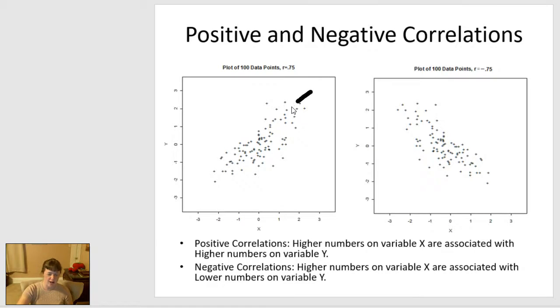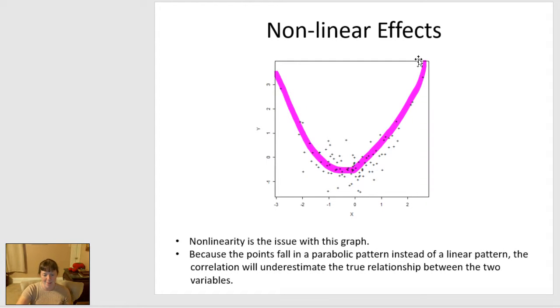Here, you can draw a straight line through the data. It's linear, right? There's a straight line type of relationship. Here, it's more like a parabola. It's a U or an inverted U-shaped curve, right?